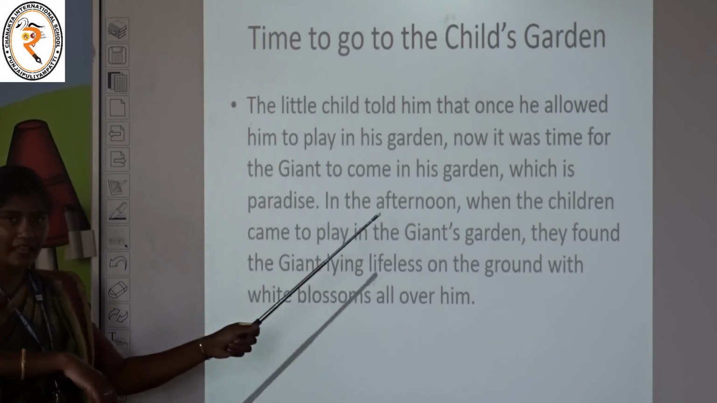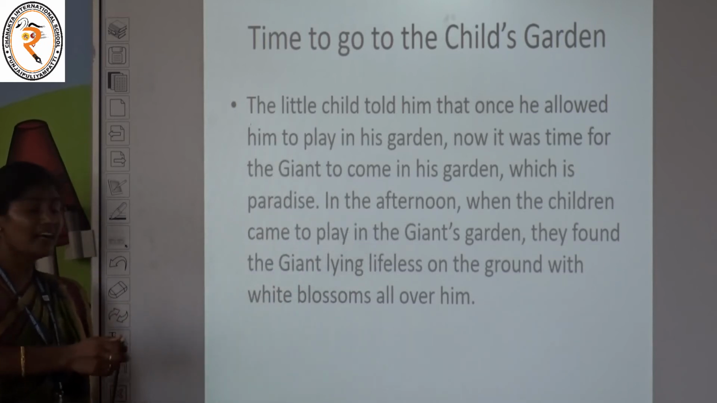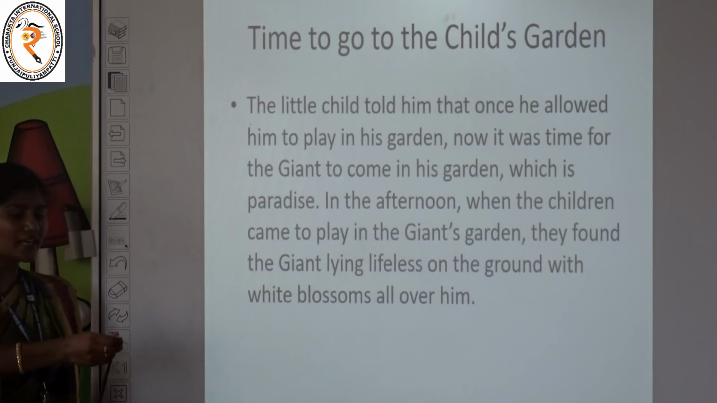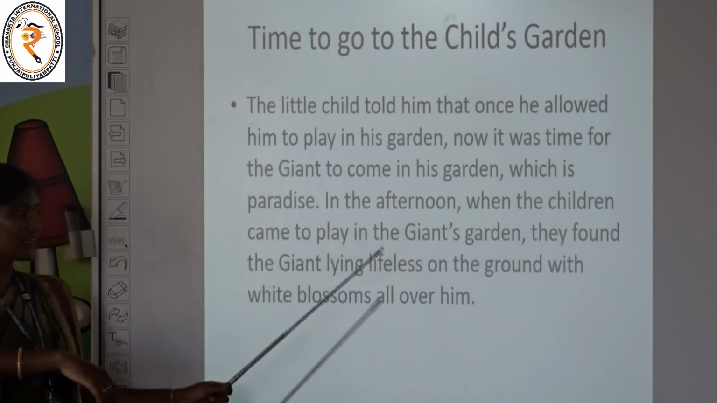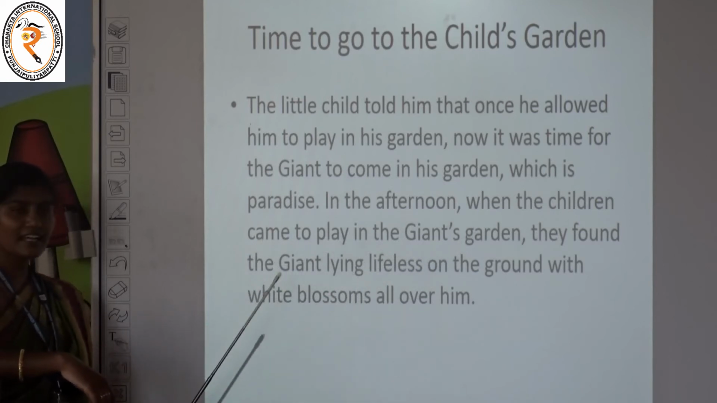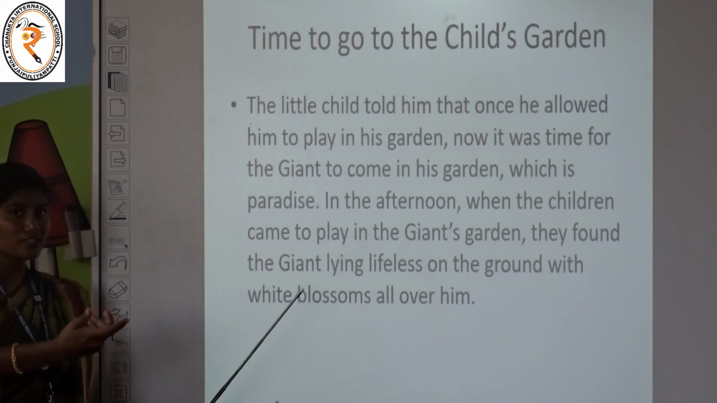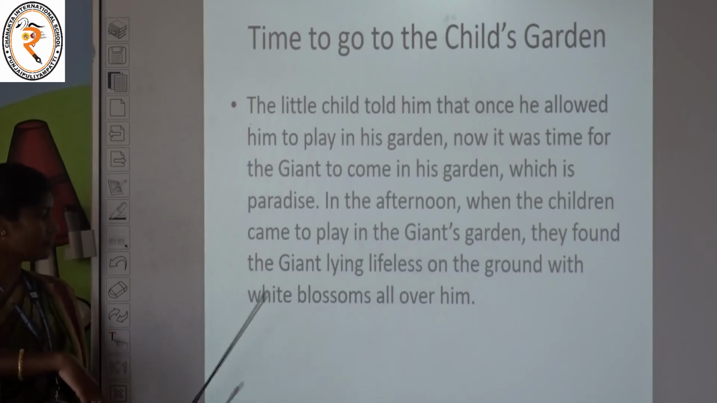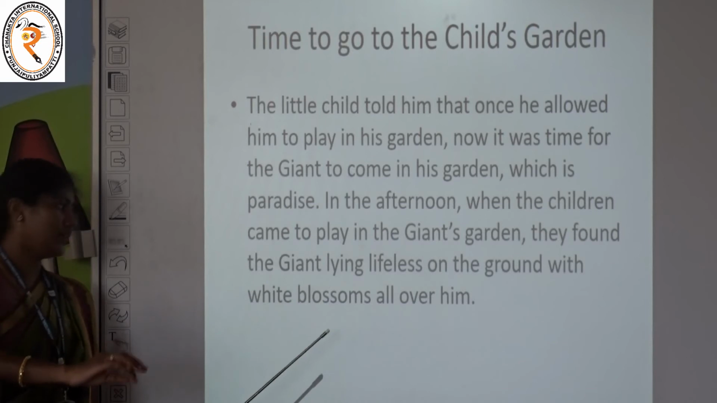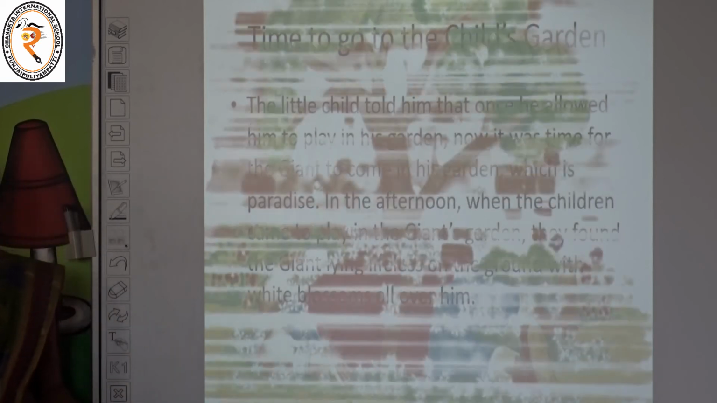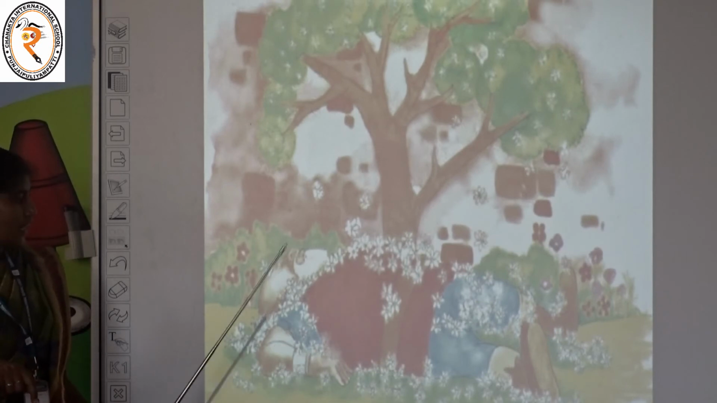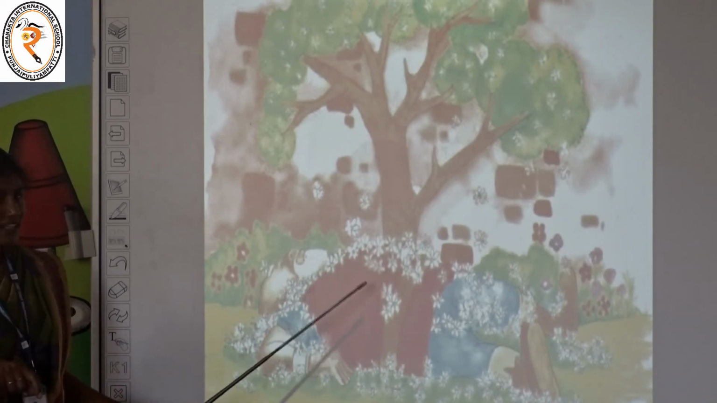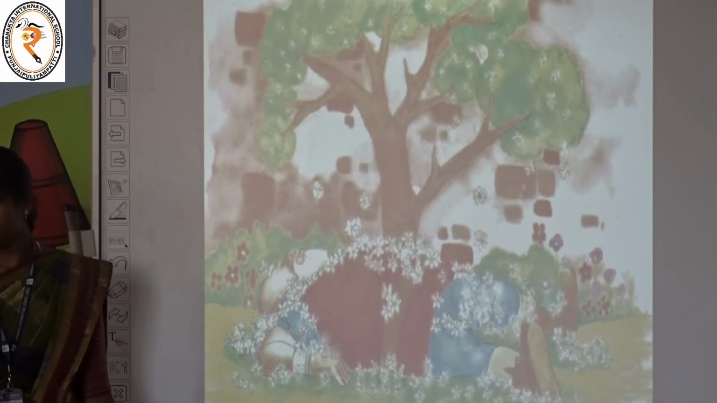the child invited the giant to come and play in the child's garden, which is the paradise. Which is the child's garden? It is the paradise. Paradise means heaven. So in the afternoon, when the other children came to play in the giant's garden, they found the giant lying lifeless. Lifeless means what? Dead. On the ground with white blossoms all over him. You can see the giant is lying down lifeless and his body is covered by white blossoms.